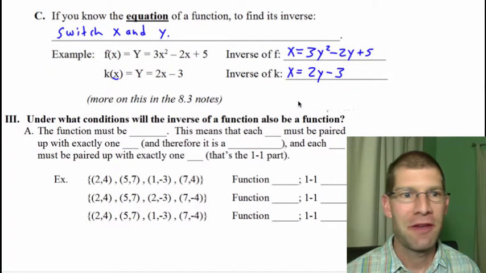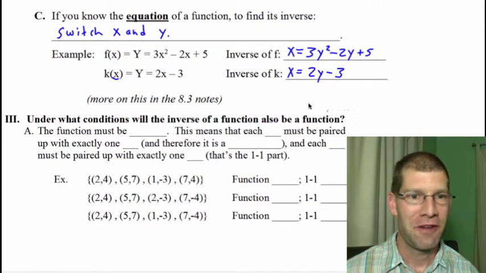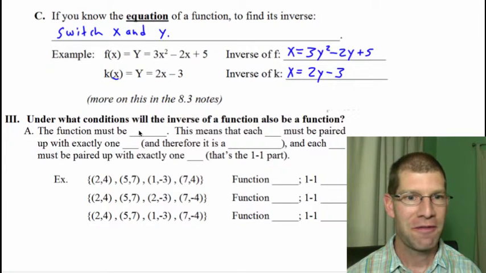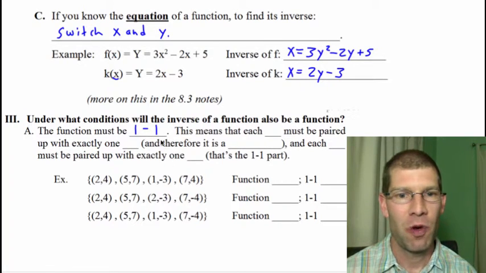Alright, moving on, we have Roman numeral 3. Under what conditions will the inverse of a function also be a function? So this has taken us back quite a bit earlier in the year when we looked at functions. So we're saying the graph of a function must be 1 to 1. I'm just going to write 1-1 in the interest of space, but 1 to 1.